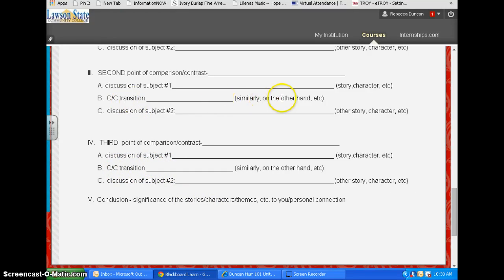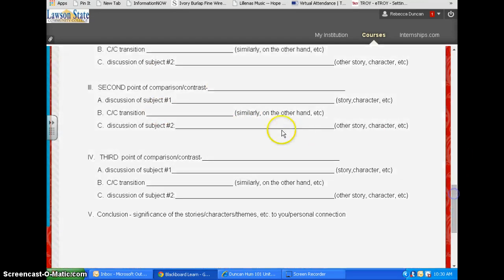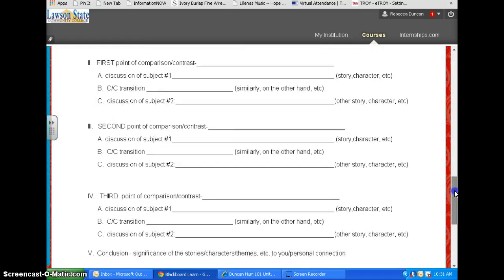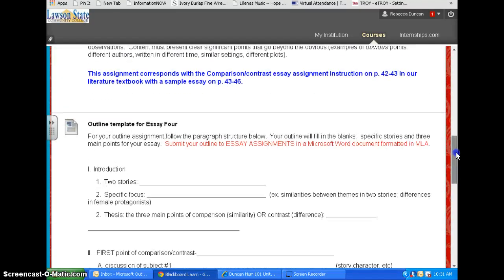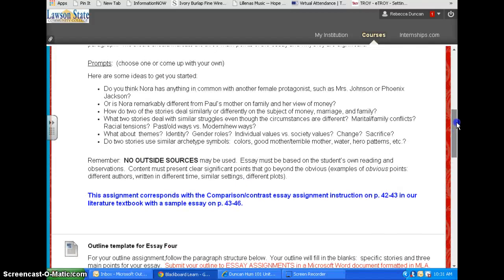You use "on the other hand" or something like that if these are differences, but if they're similarities, then you use something like "similarly." And this is just to remind you that when you move from one subject to the next in your paragraph, you have to have one of those kinds of transitions. All right, so that is the work that you'll be doing this week.